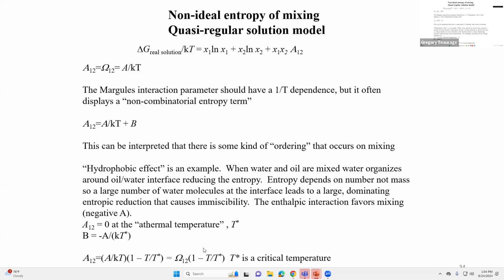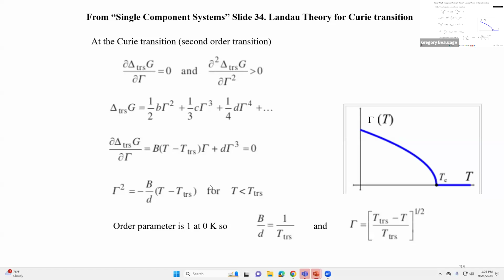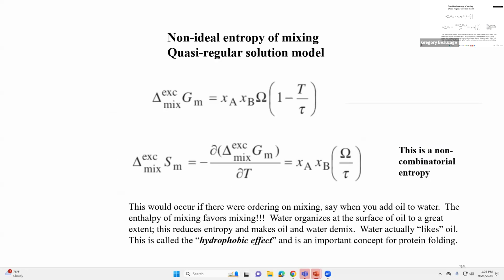It becomes the thing that you talk about for phase behavior. You can describe the whole phase behavior from this critical temperature. It comes from, it's associated with the Landau thing. And then all the transitions, like in the book, this is for the Curie transition, a Curie somehow magic temperature for whatever. So basically you'll see this function, 1 minus T over T tau or T star, over and over again. And that's like a critical temperature where the non-combinatorial entropy matches the enthalpic mixing term.